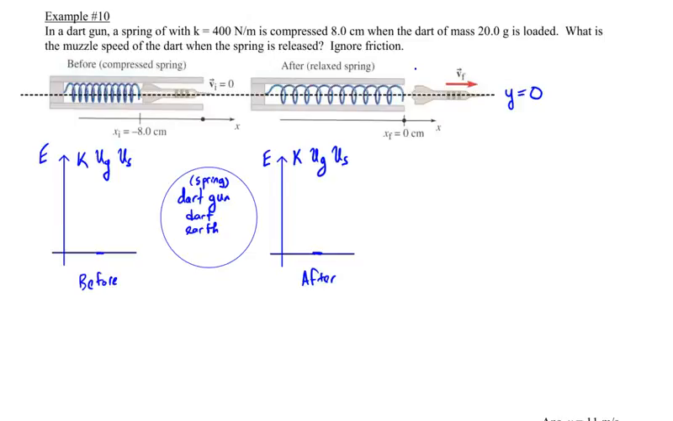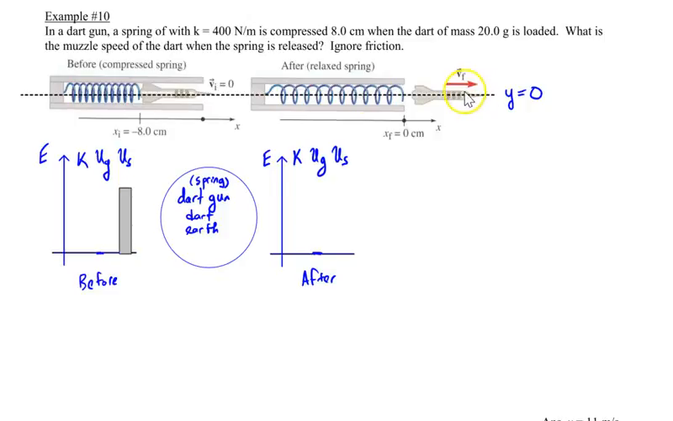All right, so what kind of energy do we have in our system when the dart is being compressed this distance of 8 centimeters to the left? And remember, it's not moving. So if it's not moving, it doesn't have any kinetic energy. Remember, 1/2 mv squared is kinetic energy, so no velocity, no kinetic energy. But it is compressed. There is spring potential energy, which is 1/2 kx squared. It's being compressed this distance of 8 centimeters. So we definitely have spring potential energy. So let's go ahead and show that bar in here. This is our spring potential energy.